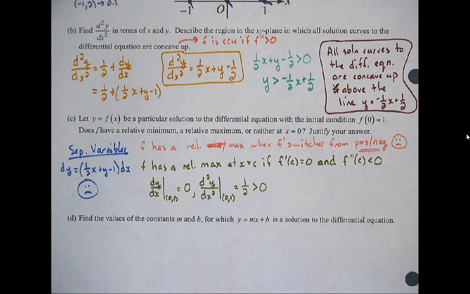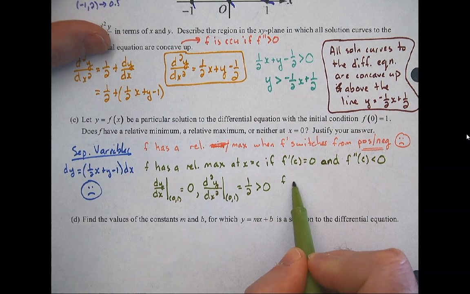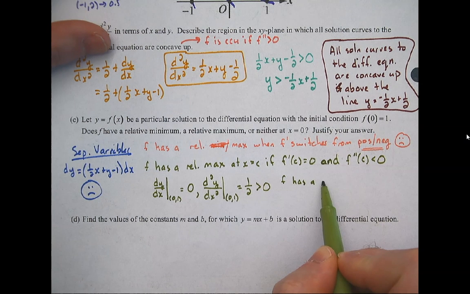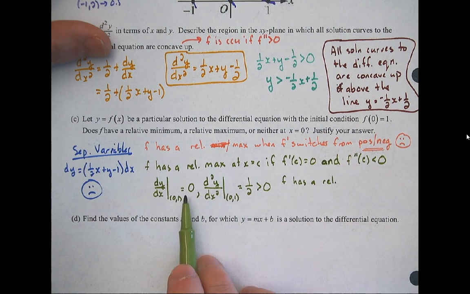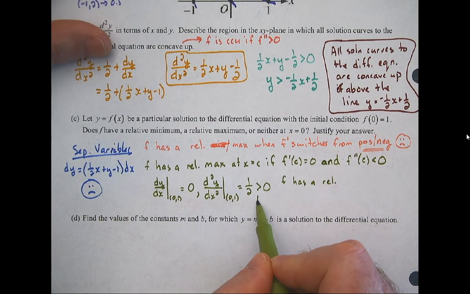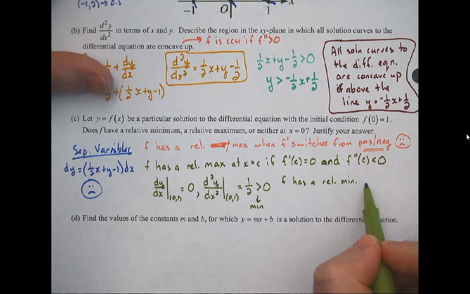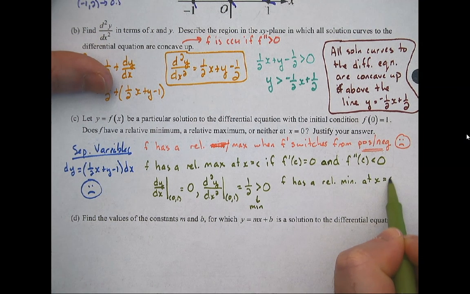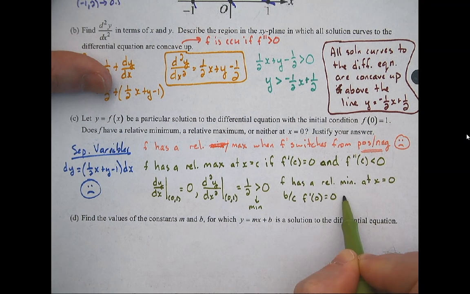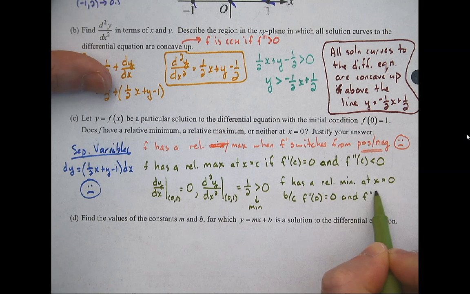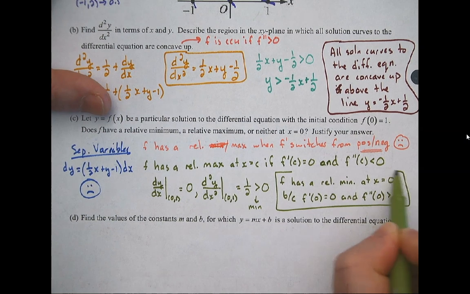So let's do a little argument like we always did before. So f has a relative. Ooh, wait. So is it going to be a min or a max? Since this was positive, this thing's going to end up being a min. f has a relative min at x equals 0 because f prime of 0 equals 0 and f double prime of 0 is greater than 0, or positive. It's pretty slick.